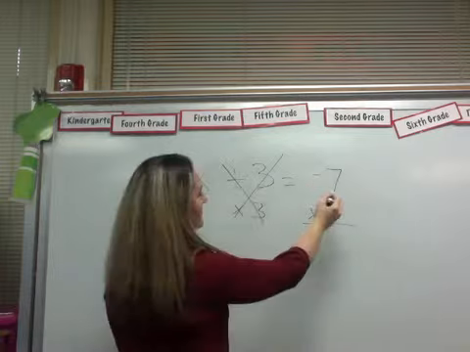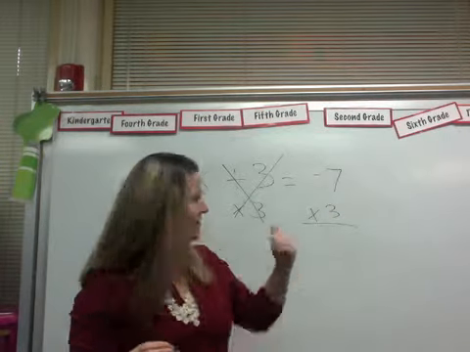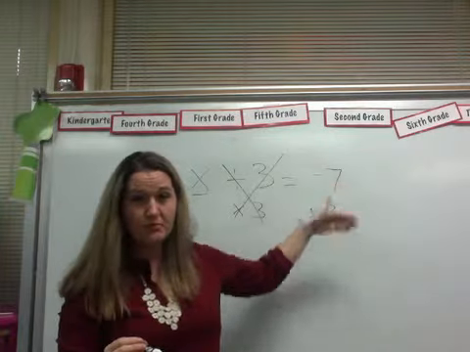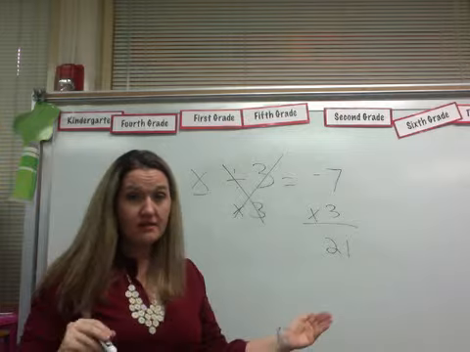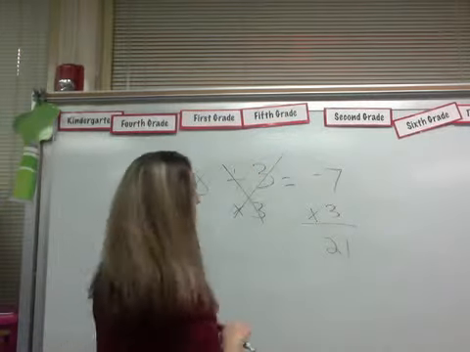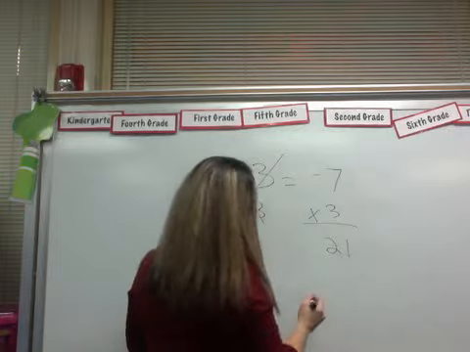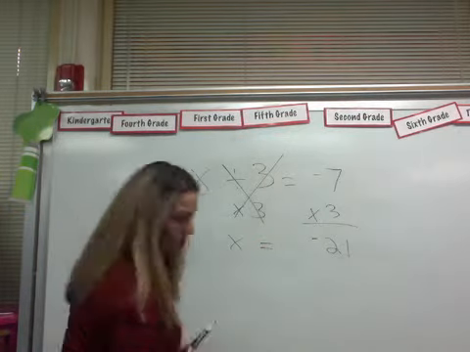Negative 7 times 3. So remember those rules we talked about. I've got a positive and a negative. I'm multiplying them, so multiply like normal. 21. Is my answer going to be positive or negative? I have two different signs. So therefore, if I have two different signs, then my answer has to be negative. x is equal to a negative 21.